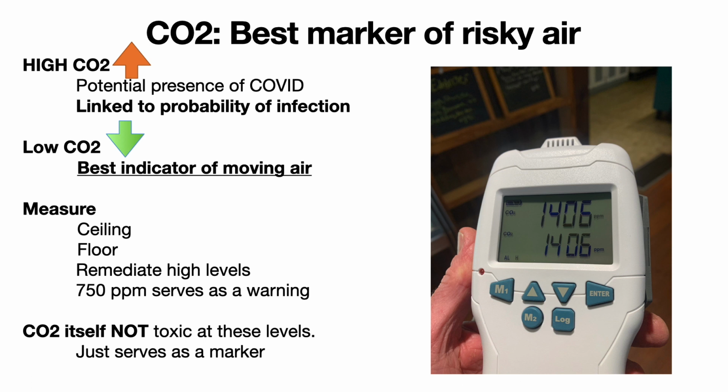You measure it ceiling and floor. You want to remediate high levels if they're high. And 750 serves as kind of a warning point. And again, this came up during the school board meeting, just to reiterate, the CO2 isn't toxic itself. It simply serves as a marker.